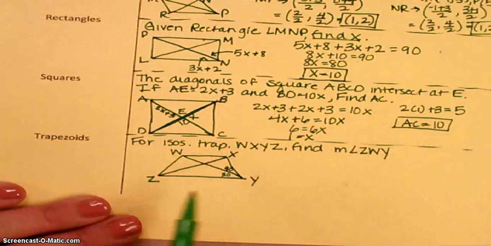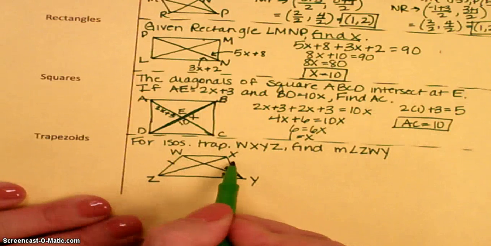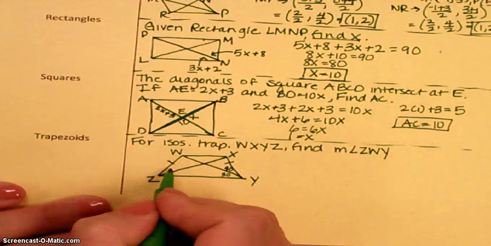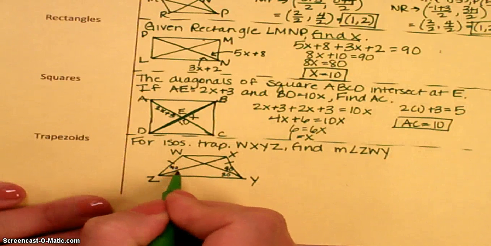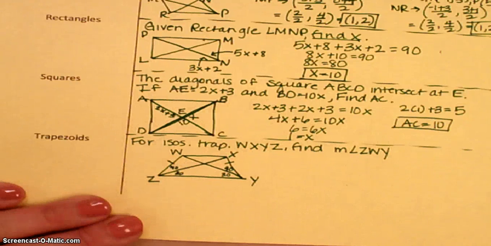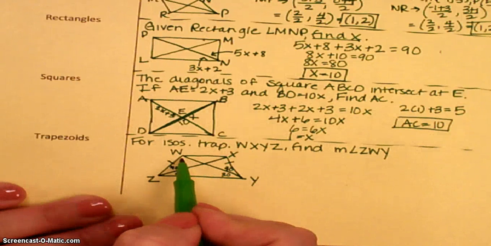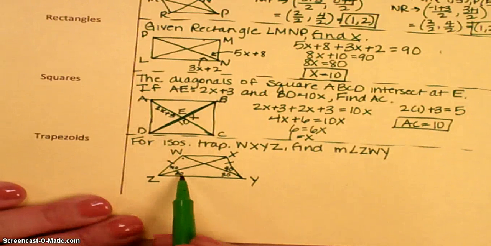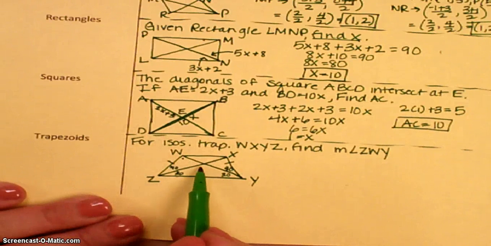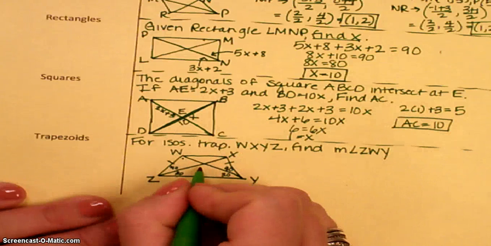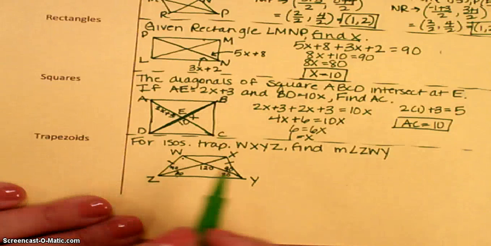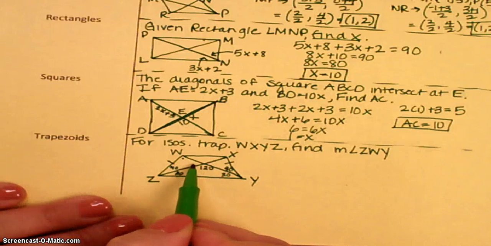Now, if this is an isosceles trapezoid, that means that base angles are going to be congruent, right? So we have 40 and 30. We want to find ZWY. So we want to find this one right here. If these two are 30, what would this one have to be? 120? Okay. So that would mean that this one is 60.